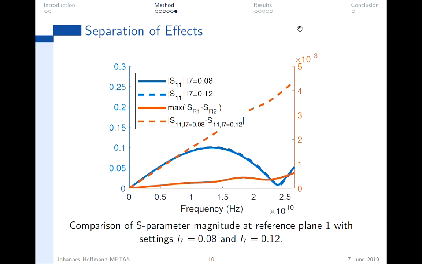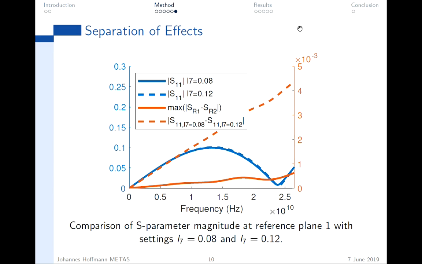So this is a more busy graph. So you have S11 of the special adapter in the two cases with this L7 80 micrometer and 120 micrometer, and you see with these two lines there's a small difference. This difference, if you look at it carefully, this one, the dashed red line, is about 4 times 10 to the minus 3 in linear S parameters.